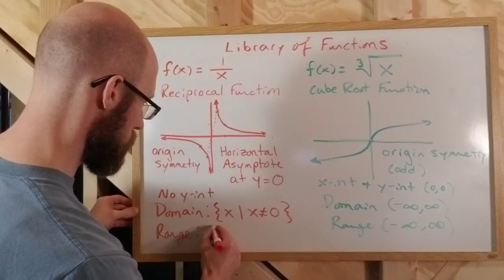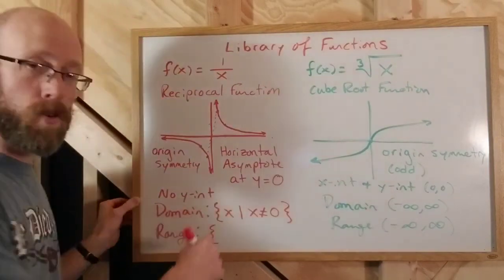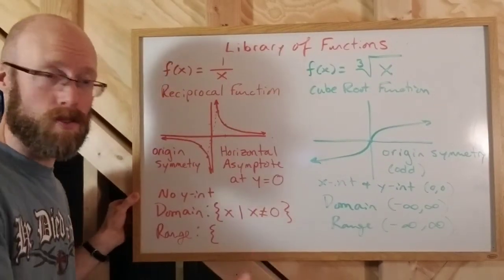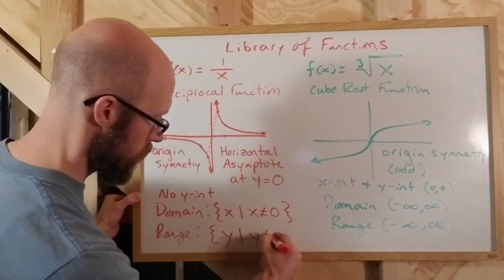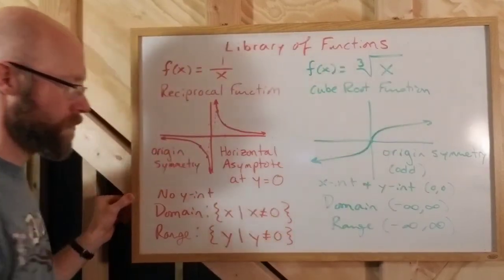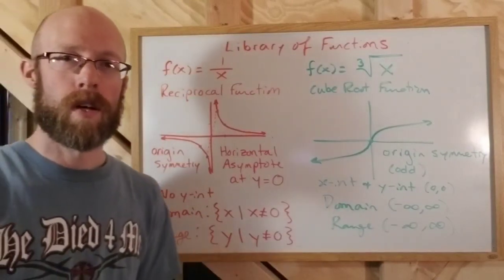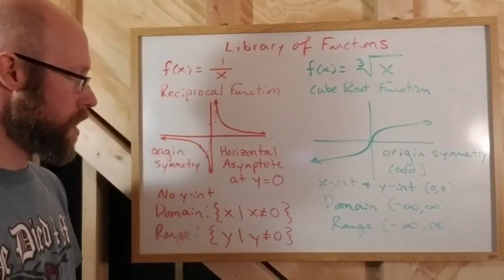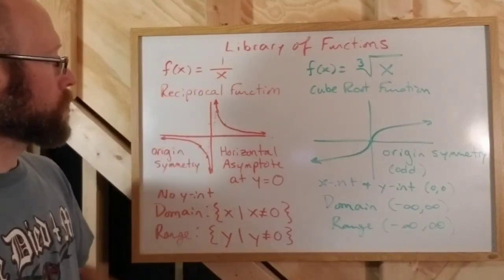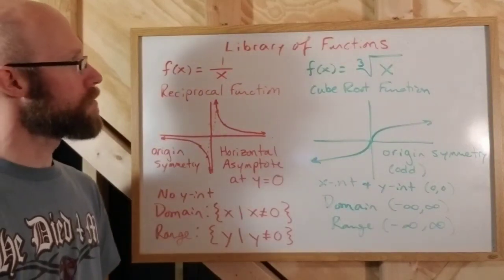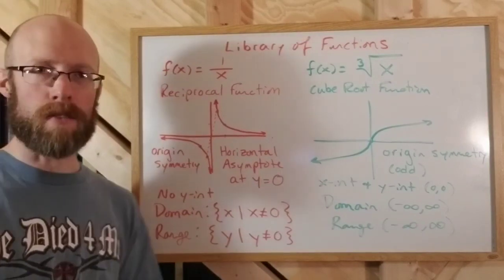So here the range is actually the same as the domain, but I'm going to use y's instead of x's because it's a range. So I'd say the range is y such that y is not equal to 0. Okay? So those two sets are essentially the same. Okay, so that gives us our reciprocal function. That's the last of the basic functions.